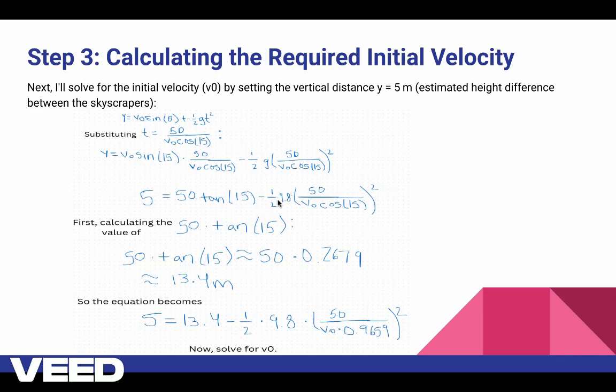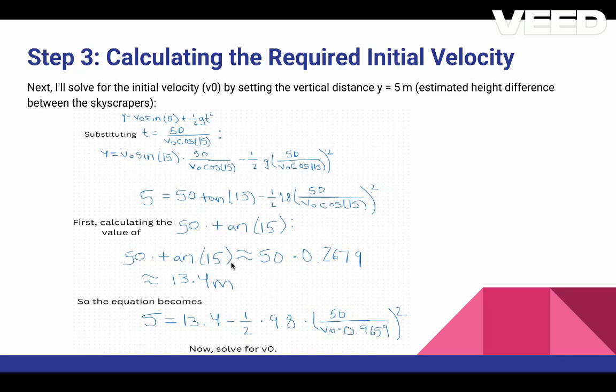I also put 9.8 for the gravity, 50 for the horizontal distance, and 15 for the angle. After I substitute that, I then calculated the value of 50, which is the horizontal distance, times tan 15. And then I get 13.4 meters.